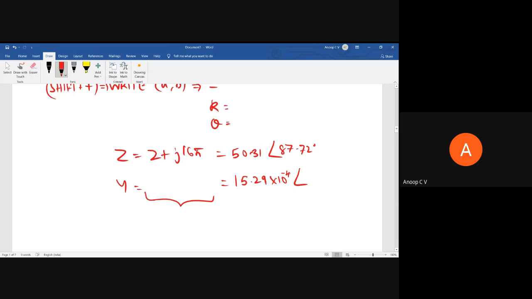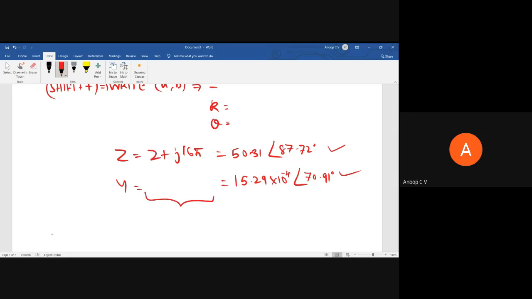Angle 70.91 degrees. Please verify this. Those who have a calculator, please do verify this. Yes, sir. This is correct, right? These two are correct. It's verified. Okay, fine. Thank you, Savan. I'll trouble you again now that I understood you have a calculator. Okay, fine. So we have Z and Y.